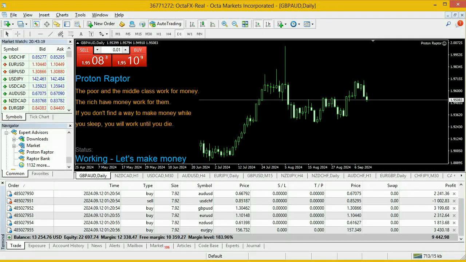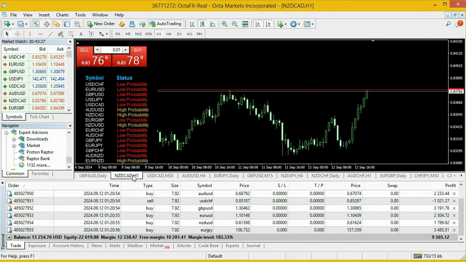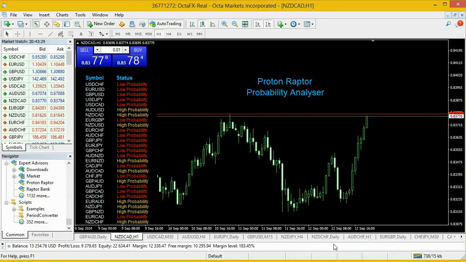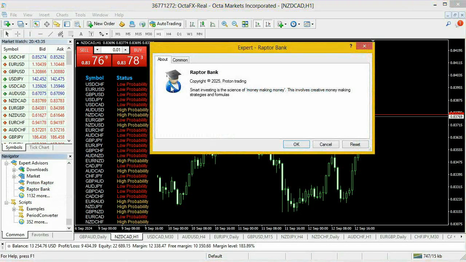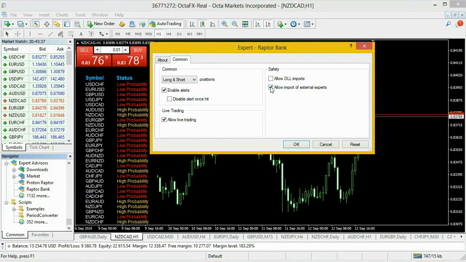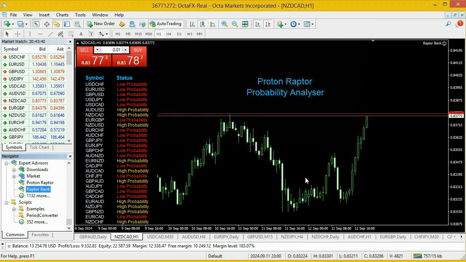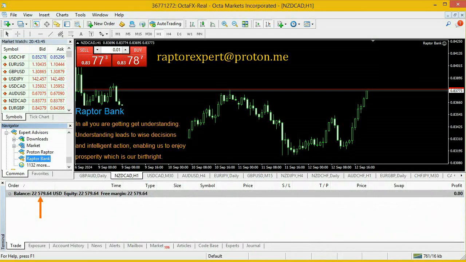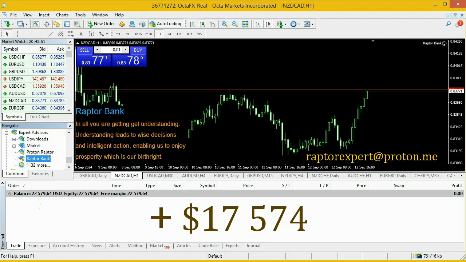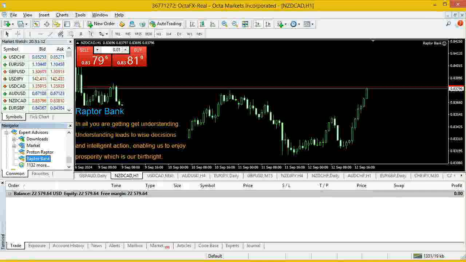After a little over 20 hours, this is where we are. As you can see, the condition of the market has changed, so we close all trades. Our balance is now $22,579, which means we've made $17,574 in 4 days. These results are proof of the effectiveness of the Raptor.